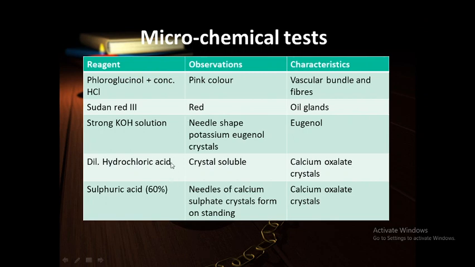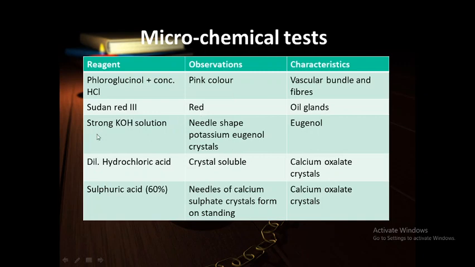Just see the microchemical tests. Phloroglucinol and concentrated HCl, in presence of this mixture of reagents, the vascular bundle and fibers in clove bud show the pink color. In presence of Sudan red, the oil glands which are present in the upper zone of the cortex show the red color.